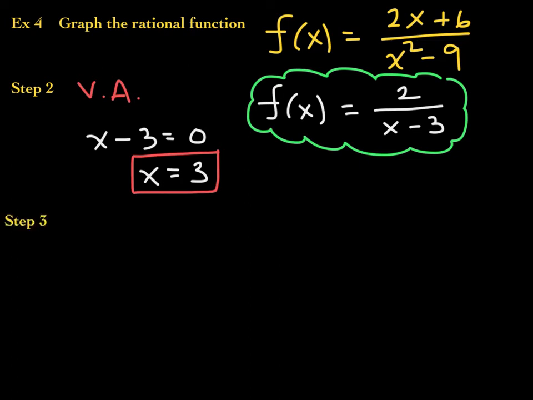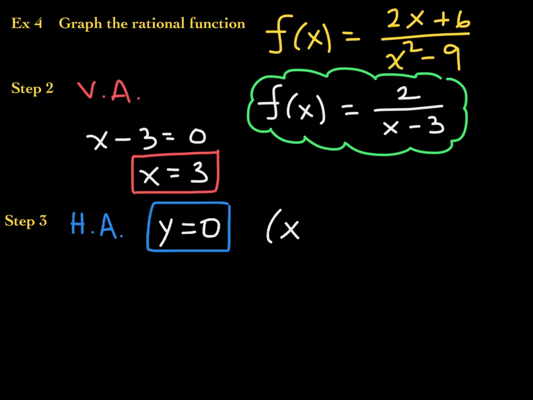Notice that the degree of the numerator is 0 and the degree of the denominator is 1. Whenever the degree of the numerator is less than the degree of the denominator, that means your end behavior asymptote will be horizontal. So you'll have a horizontal asymptote, and in this case, it will be y equal to 0. It's always y equal to 0 whenever the degree of the numerator is less than the degree of the denominator. Don't forget that y equal to 0 is just the equation that defines the x-axis.